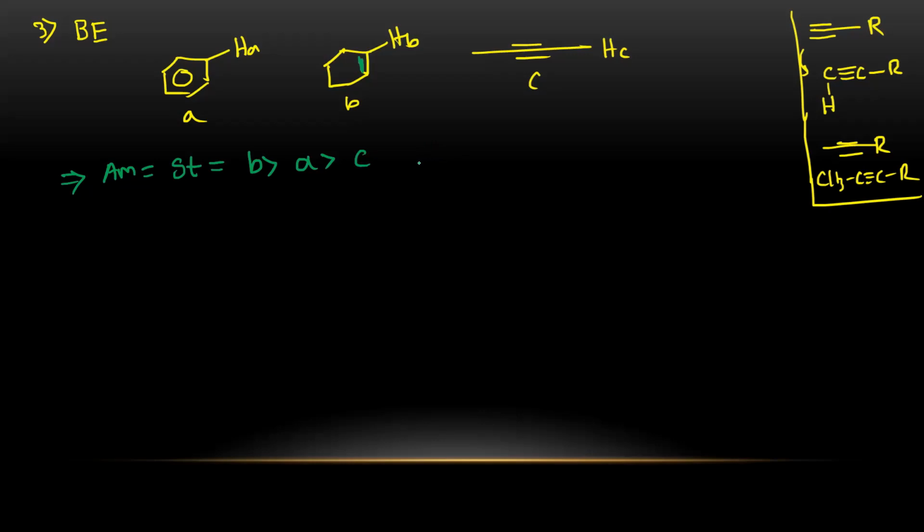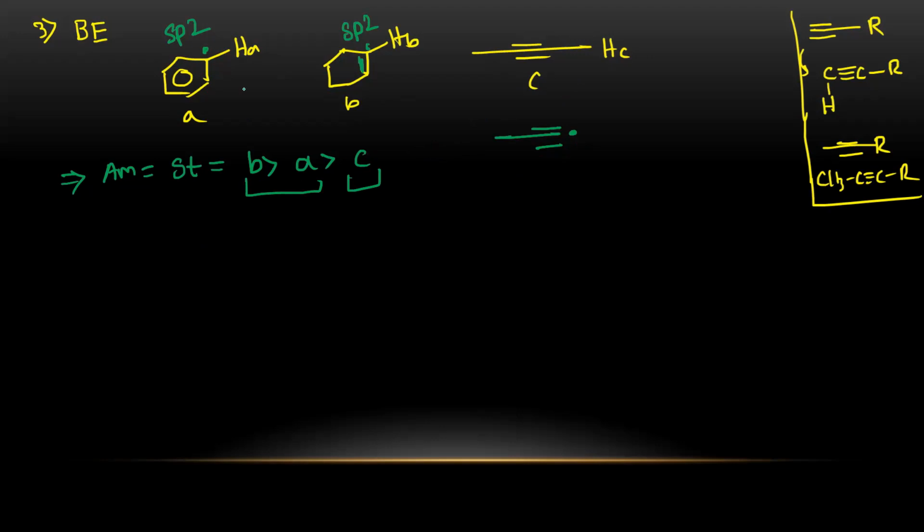Okay. Now, why is the order so? Here the free radical will form on sp carbon. But in the first case, it will be on sp2 carbon. Here also stability will be on sp2 carbon, but sp carbon will be least stable. There is no confusion there, but A and B you may be confused.